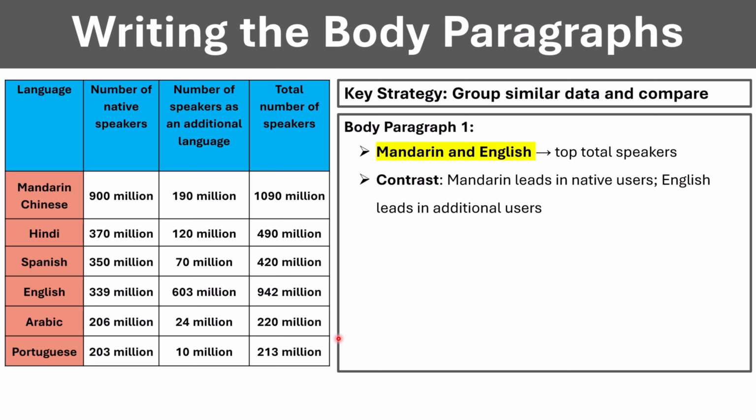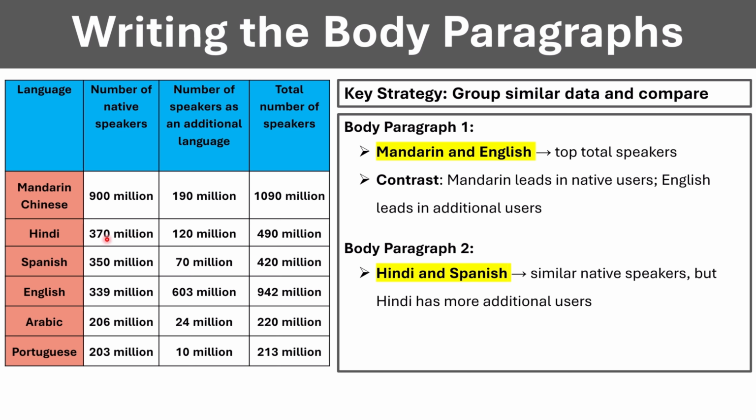In the second paragraph, we can group Hindi and Spanish together. They have similar native speaker numbers, 370 and 350 million, but Hindi has more additional users, which results in a higher total.